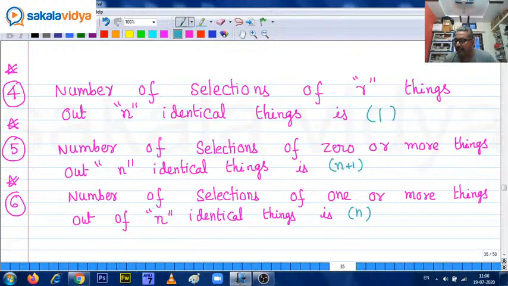So far we have discussed the combinations concepts. Today evening by 7:30 we shall have the class. In that 7:30 class we shall discuss problems on combinations, problems based on these 6 concepts. Thank you, bye bye, see you.